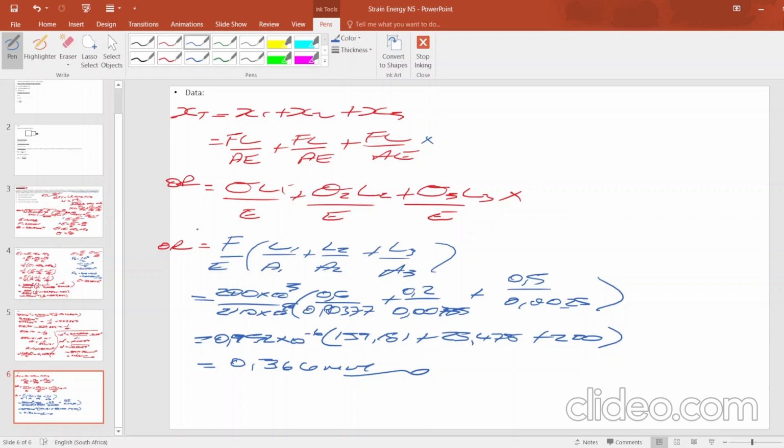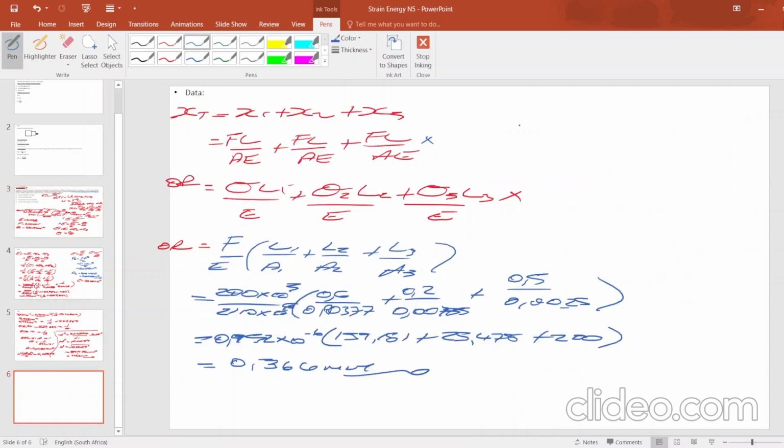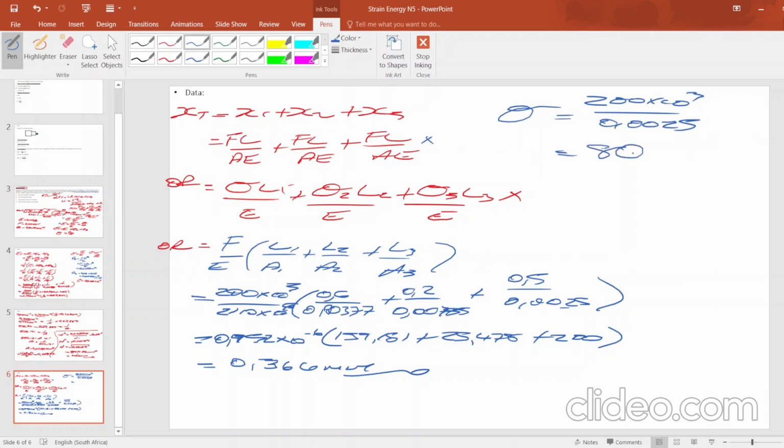Then the third question from that one, they want us to calculate the maximum stress in the members. Like I said, the maximum stress we will calculate from the smallest area, and the smallest area is that one of 50 by 50, the square one. Then I have a force of 200 divided by 0.0025, and I get my maximum stress as 80 megapascal. This is how you tackle the third question.